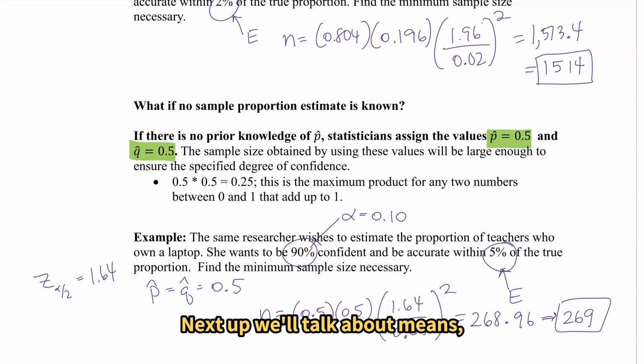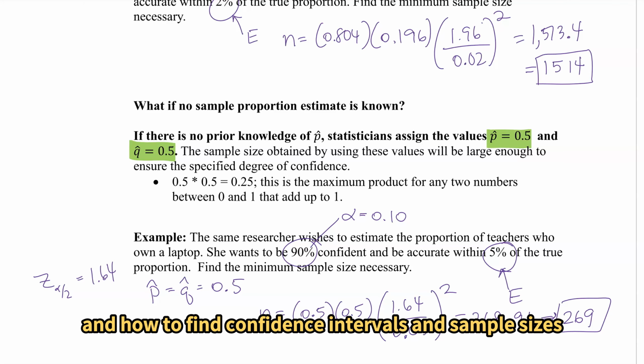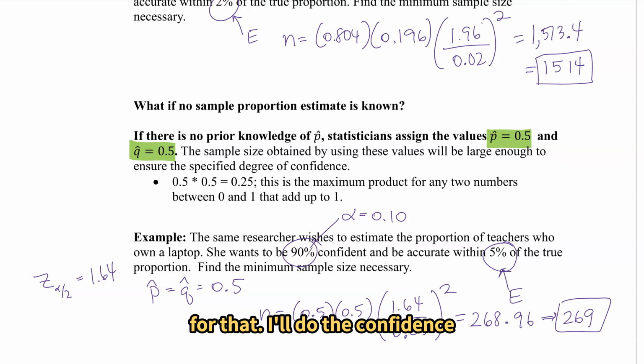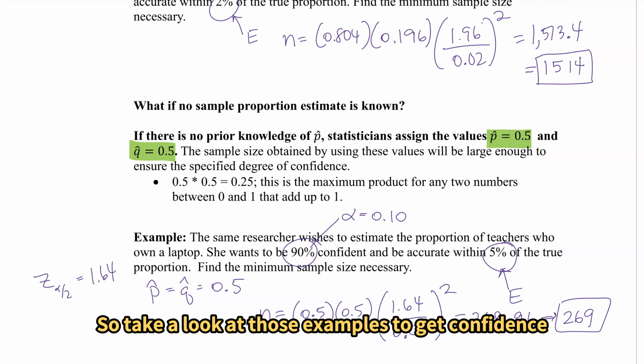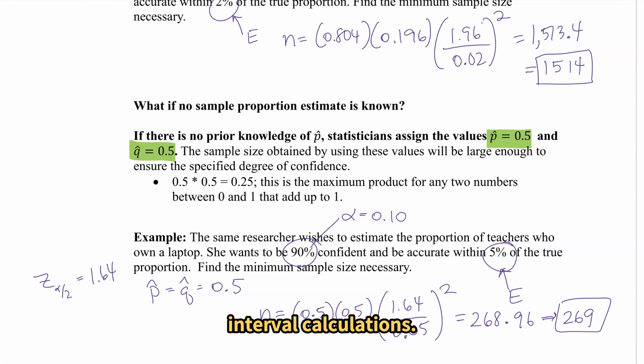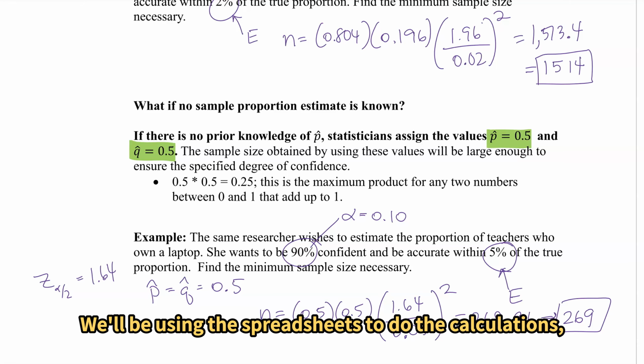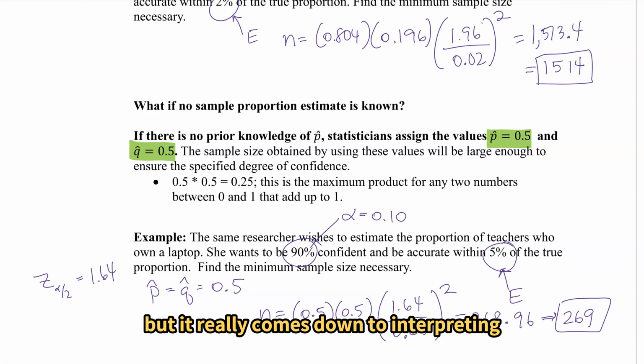Next up, we'll talk about means and how to find confidence intervals and sample sizes for that. I'll do the confidence interval calculations in the examples that are tied to the textbook. So take a look at those examples to get confidence interval calculations. We'll be using the spreadsheets to do the calculations, but it really comes down to interpreting what that confidence interval means.